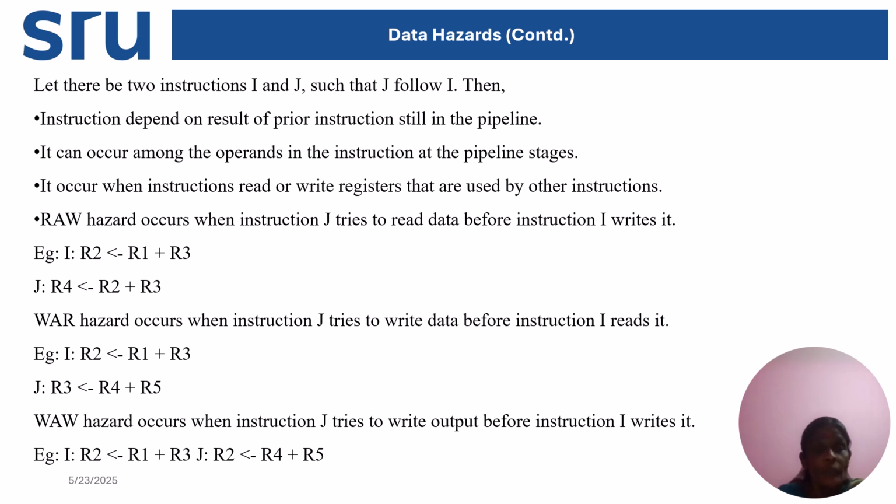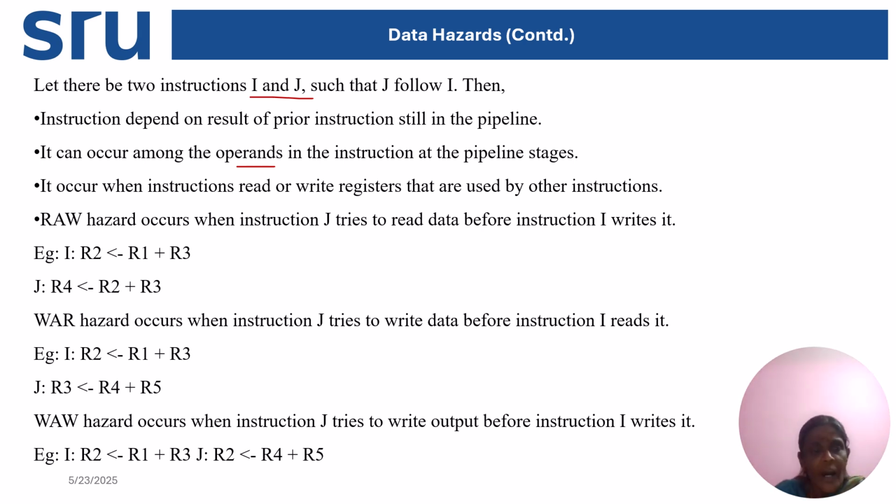So next one, everything is given in detail. Let there be two instructions, namely I and J, such that J follows I. Then the instruction depends on the result of prior instructions still in the pipeline. So it is depending on the output from the previous instruction. It can occur among the operands. So operand means data only. Data on which the operation is to be performed in the instruction at the pipeline stages.